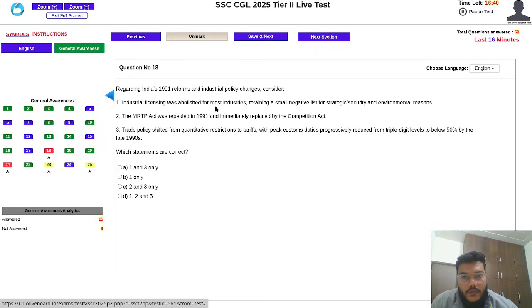Industrial licensing was abolished for most industries, retaining a small negative list for security। ठीक है, पहला ठीक है। Monopolies were replaced by the Competition Commission, which came in 1992, फिर 2002 में आया था। State policy shifted from quantitative restrictions to tariffs, with peak customs duties progressively reduced from triple digit levels to below 50% by late.